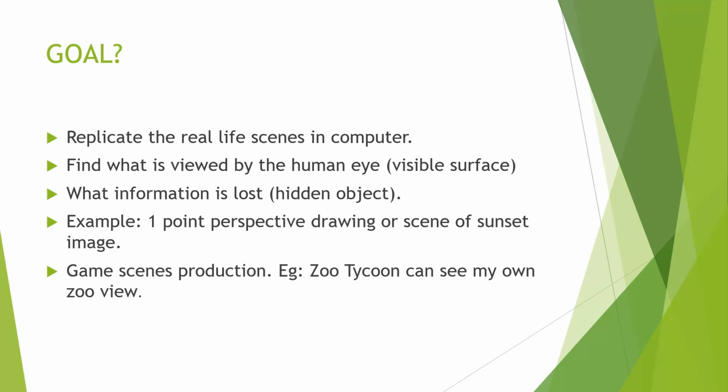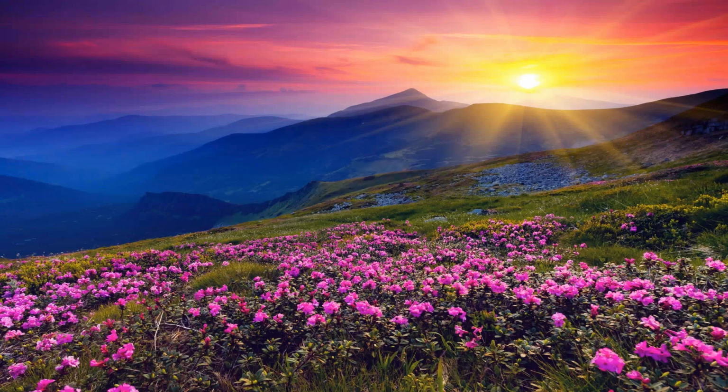First of all, I'm going to discuss what a visible surface is and what a hidden object is. Then I'm going to explain two examples: one from how artists sketch real world objects, and one application from video games. So let us see an example. Imagine yourself sitting in this mountain range and enjoying the beautiful scene of the sunset.